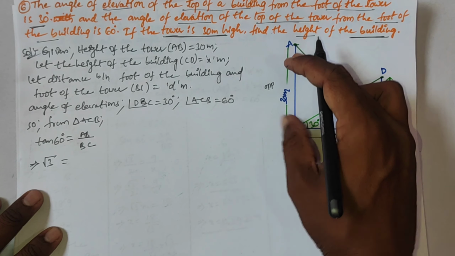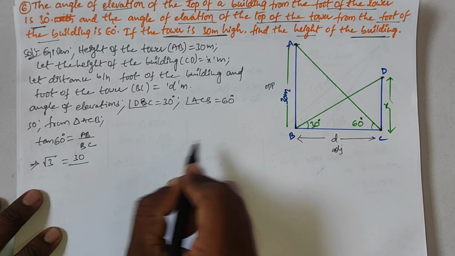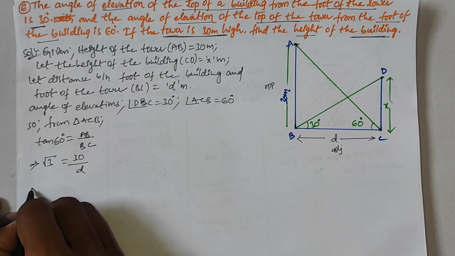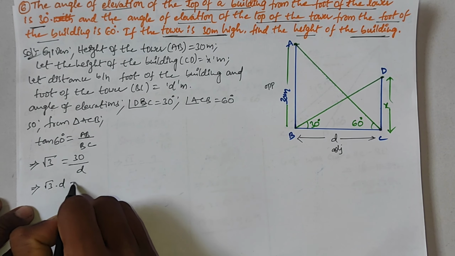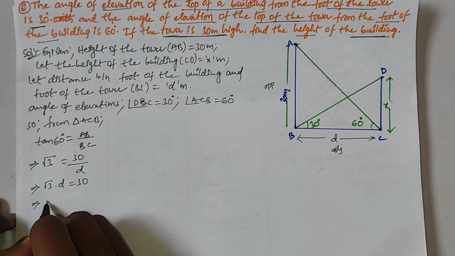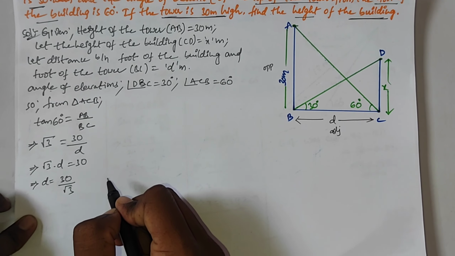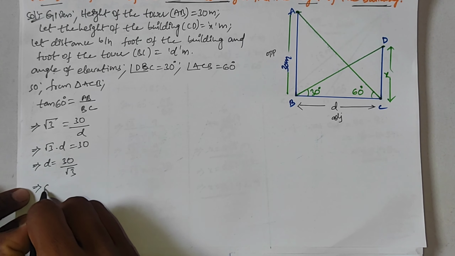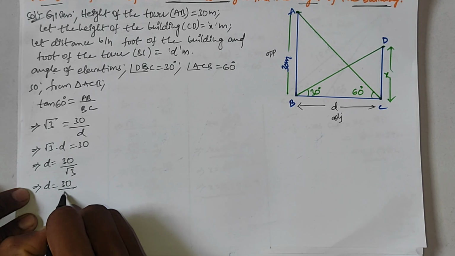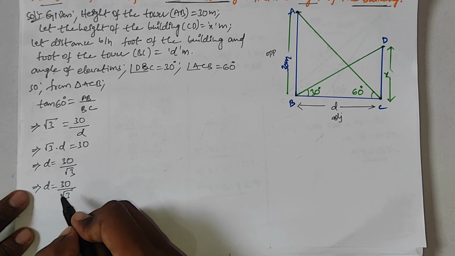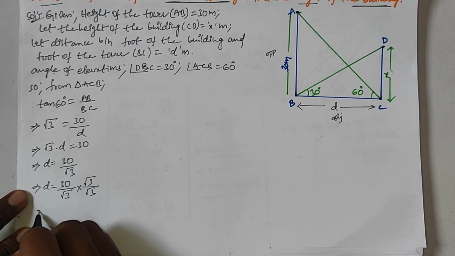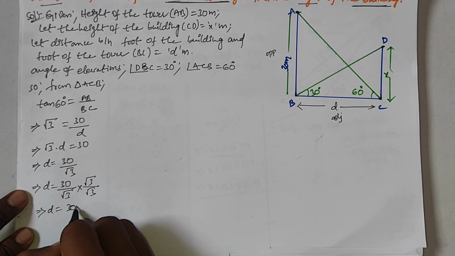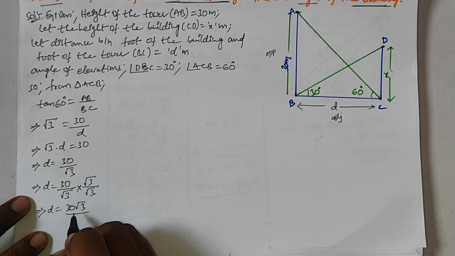AB is the height of the tower, given as 30 meters, by BC, the distance, which we consider D. Doing cross multiplication, root 3 into D is equal to 30. This implies D is equal to 30 by root 3, because the multiplication becomes a division. When we get a root 3 in the denominator, we have to rationalize it, that is, multiply and divide by root 3.